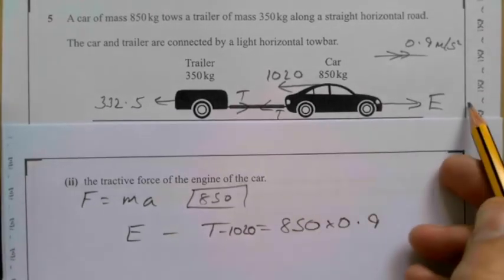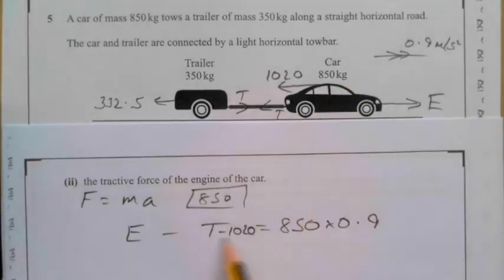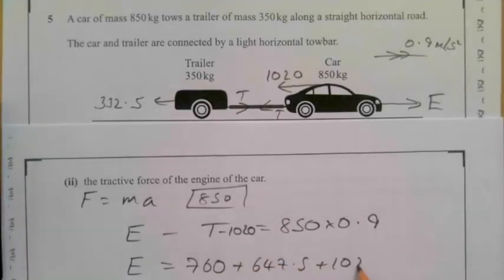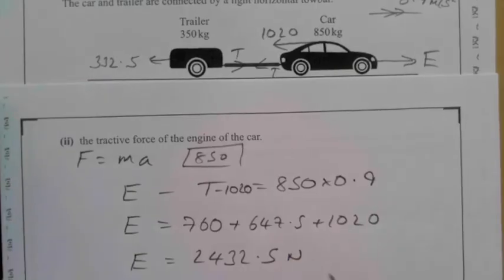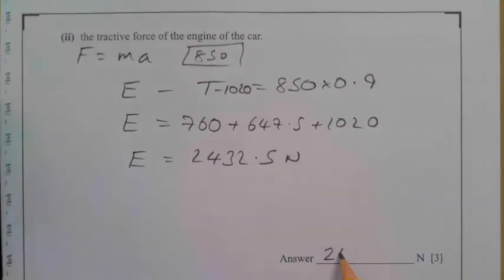So this force is making it accelerate, this one and this one I guess are effectively making it slow down. We know the T, we've just worked it out previously, so our E then is going to be 850 times 0.9, which is 765, plus 647.5 plus 1020. Put that in your calculator. E is 2432.5 newtons. So just put that in here, 2432.5.